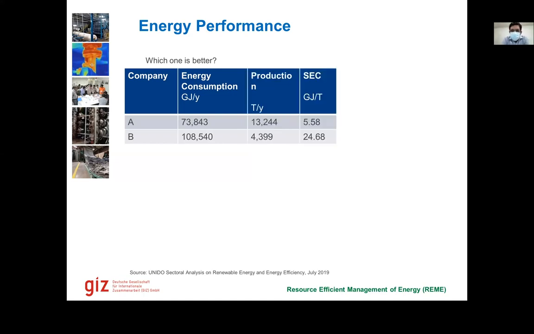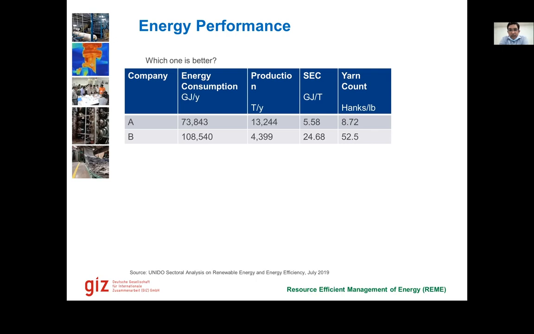And what do you think now? So in the third column now, their production is mentioned in tons per year, and then their gigajoules per ton is also mentioned. So company A consumes 5.58 gigajoules per ton, and company B consumes 24.68 gigajoules per ton. I have some more information for you. Are they producing the same product? So yes, they are both producing yarn, but are they producing yarn of the same quality or not?